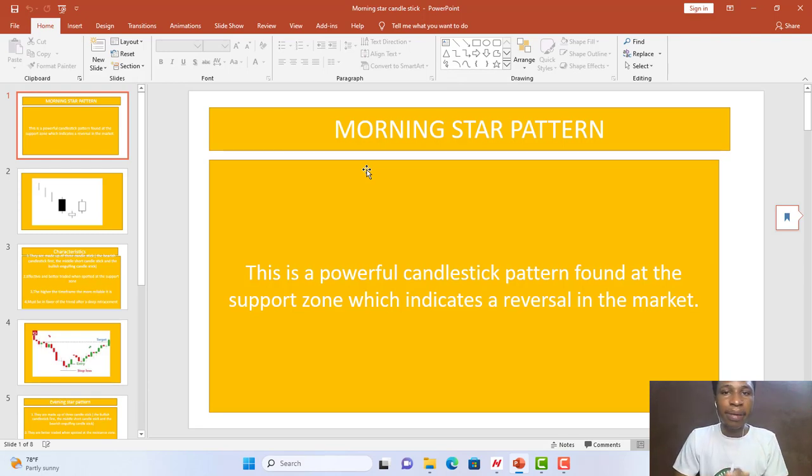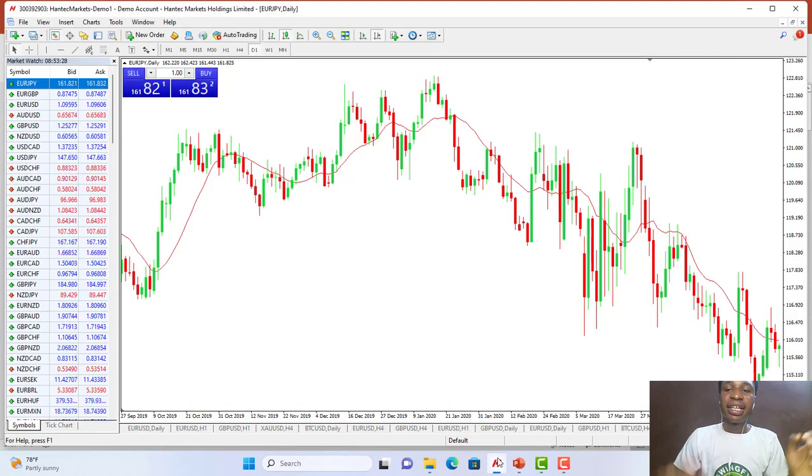Now, the morning star pattern is a powerful candlestick pattern found at the support zone, which indicates a reversal in the market. Whenever this morning star is spotted, it shows a reversal. It doesn't show continuation in the market. Whenever it is spotted, it shows a reversal, not continuation.